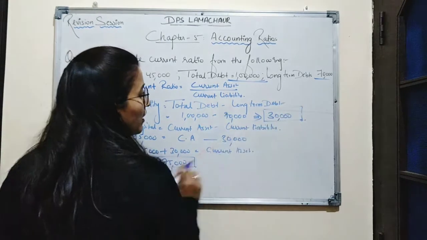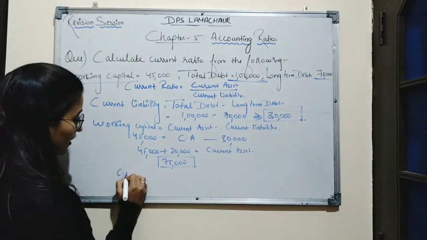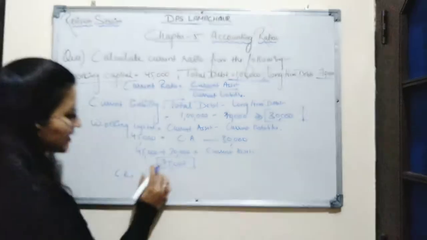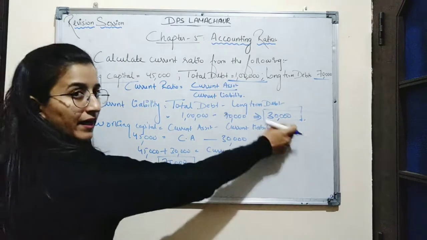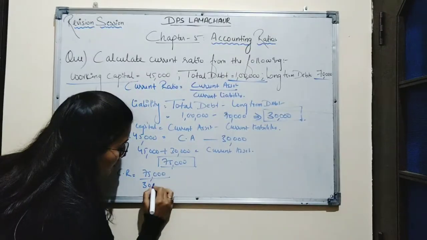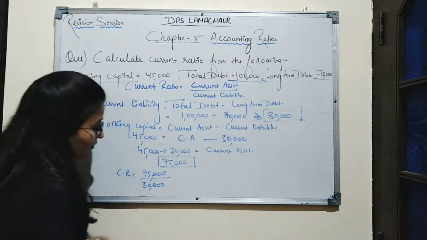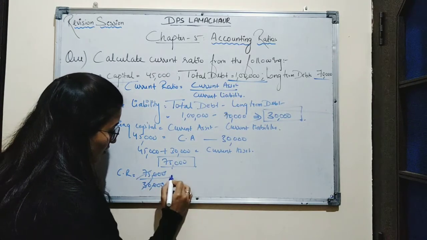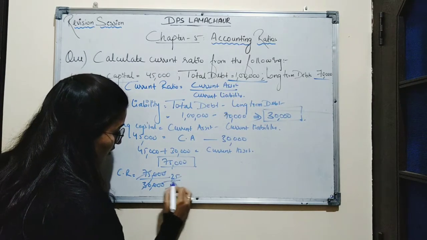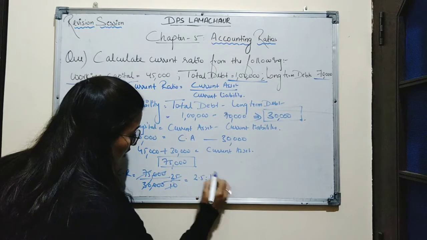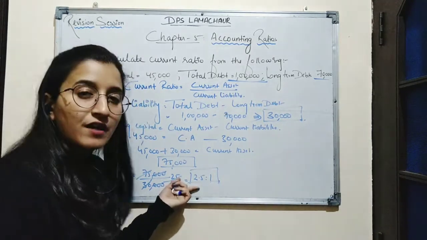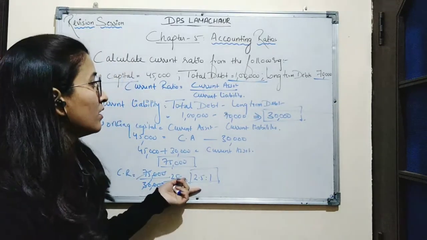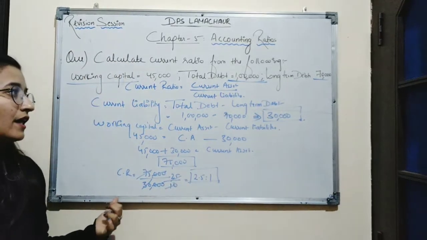Now we will put this value in the formula. Current ratio will be calculated as current asset, which is 75,000, divided by current liabilities, which is 30,000. So the ratio will be 2.5 ratio 1. This is how we calculate current ratio.